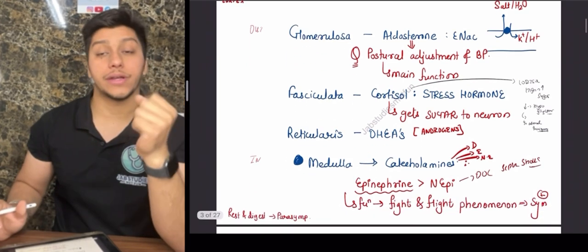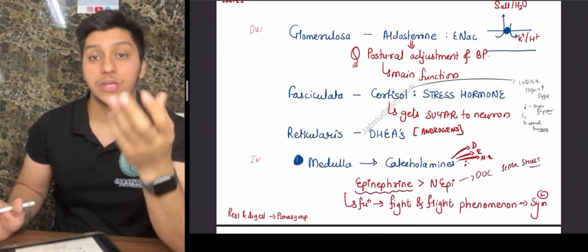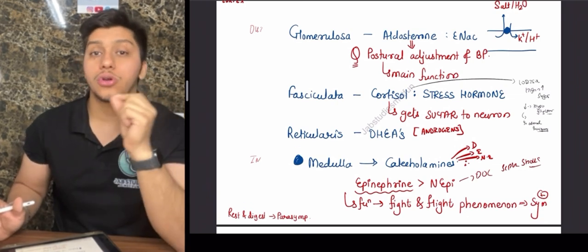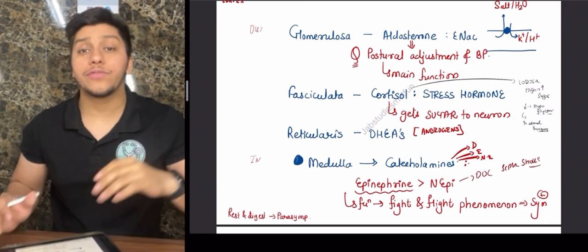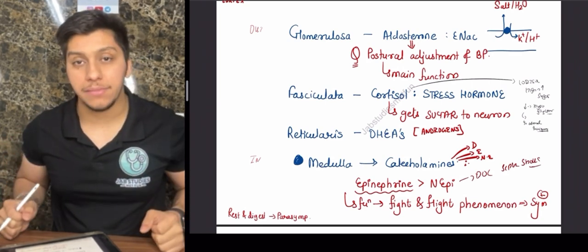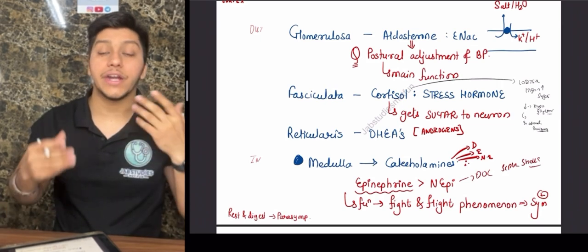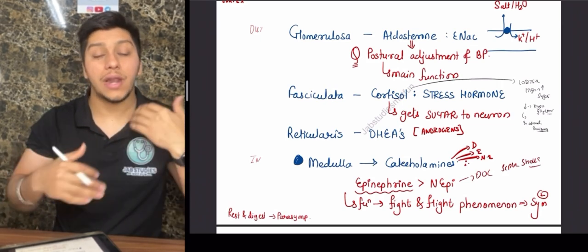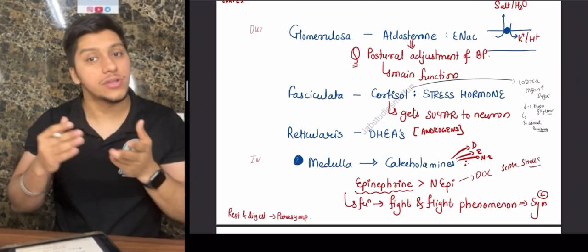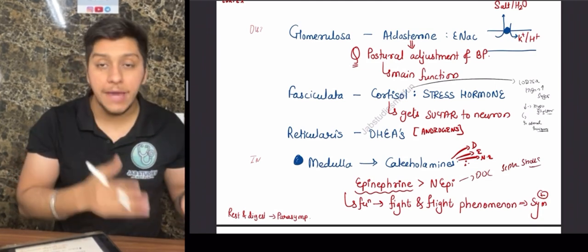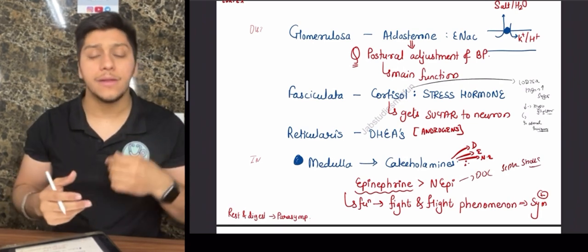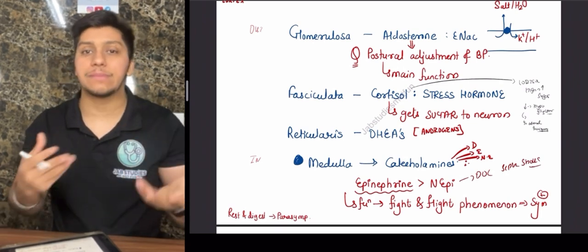Next is the fasciculata. Fasciculata is responsible for producing cortisol. Now, cortisol, as you all know, is a stress hormone, and it also regulates sugar. If there is too much cortisol, there is too much sugar, thereby there will be hyperglycemia. In adrenal insufficiency, where there is lack of production from the fasciculata, cortisol will be less, so the patient can suffer from hypoglycemia. And what are the symptoms of hypoglycemia? Irritability, sweating, and palpitations. These are the symptoms which you will see.